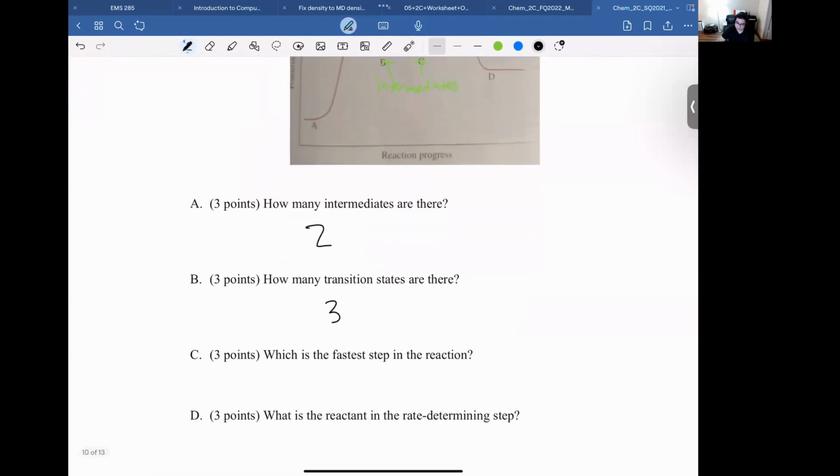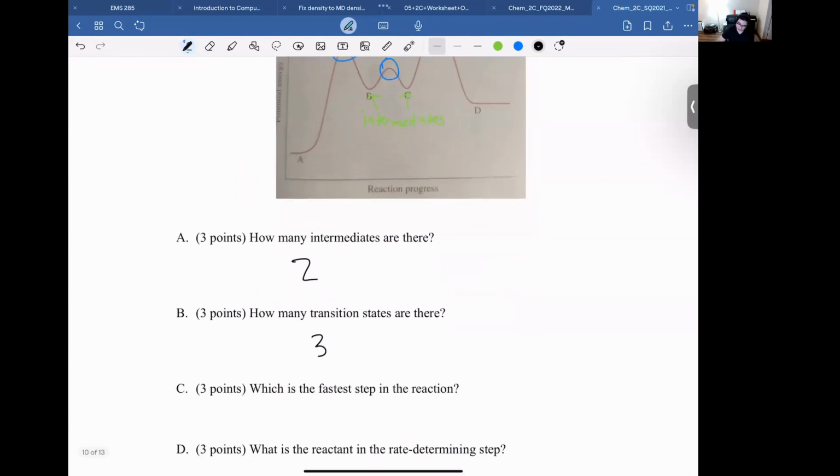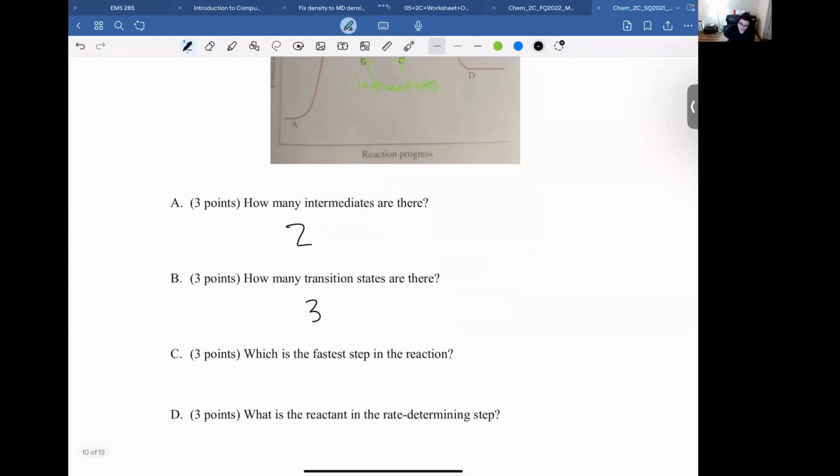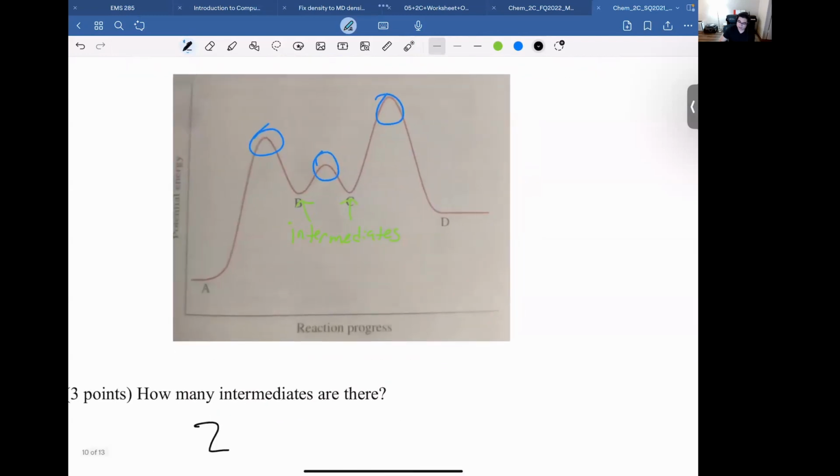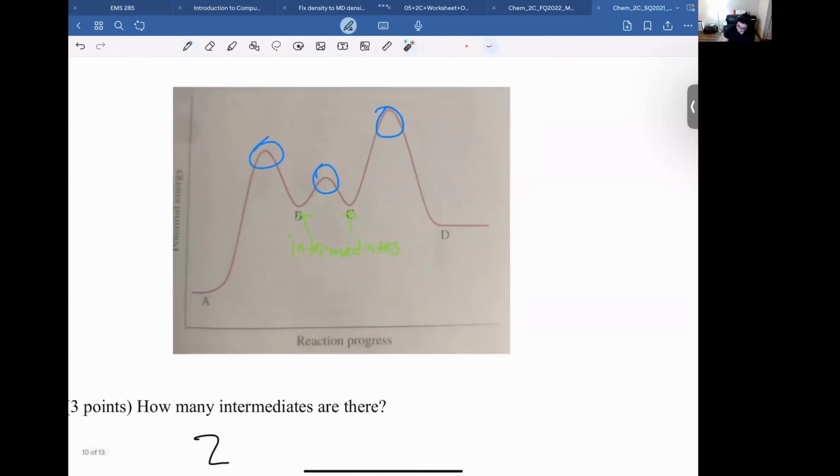Going on to C, it says which is the fastest step in the reaction? The fastest step here is going to be the one with the lowest activation energy. That is the fastest step. The activation energy for any of these is from where the energy of the reactant is to where the energy of the transition state is.